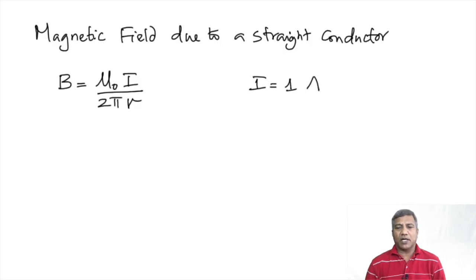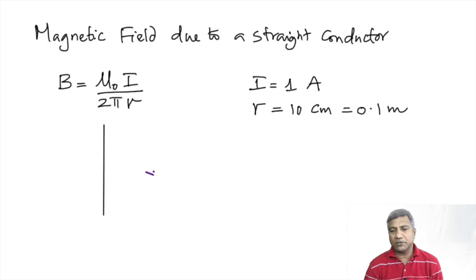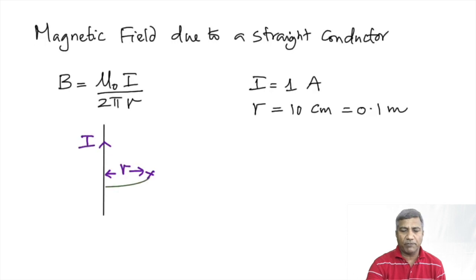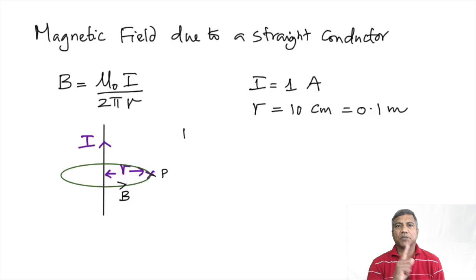And let's assume that I is 1 ampere. And we're looking for the magnetic field 10 centimeters away. And 10 centimeters is 0.1 meter. So here is a visual. So that's a straight conductor carrying current. We're looking for the magnetic field here. The magnetic field is going to be in concentric circles as given by the right hand rule number 2.